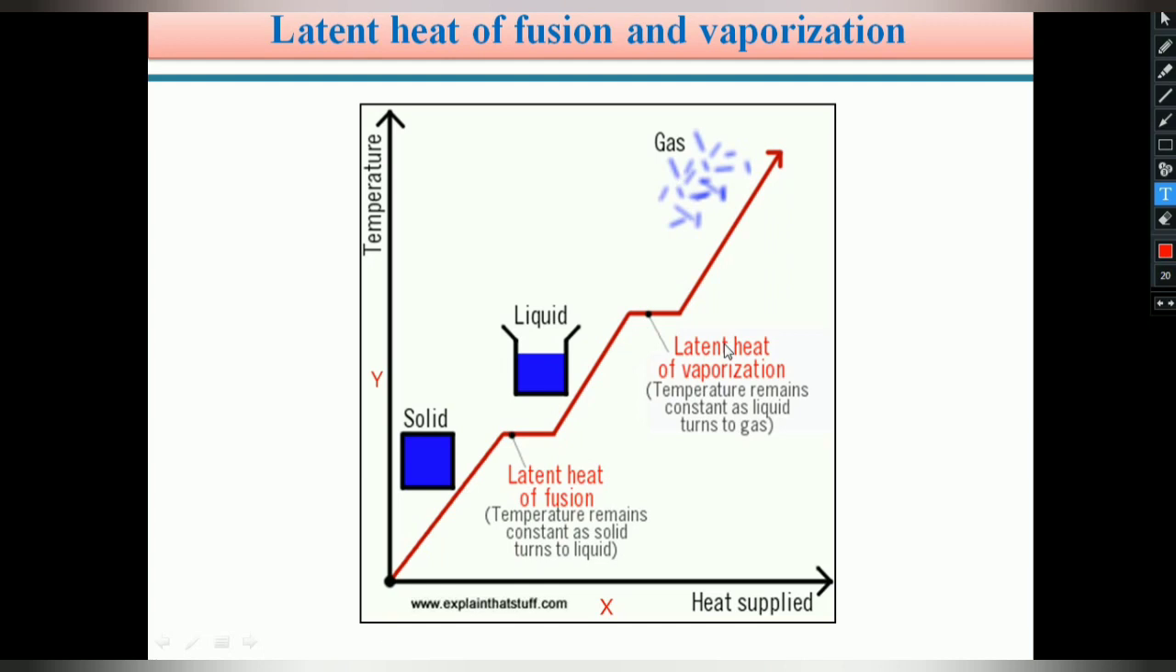Very simple diagram, students. You can draw the x and y axes. On the y-axis you can mention temperature, on the x-axis you can mention heat supplied. Here you can draw a solid, and you can draw a liquid in a beaker, and we can draw the gaseous state here. So this is a very simple diagram. You can write it clearly in your examination.